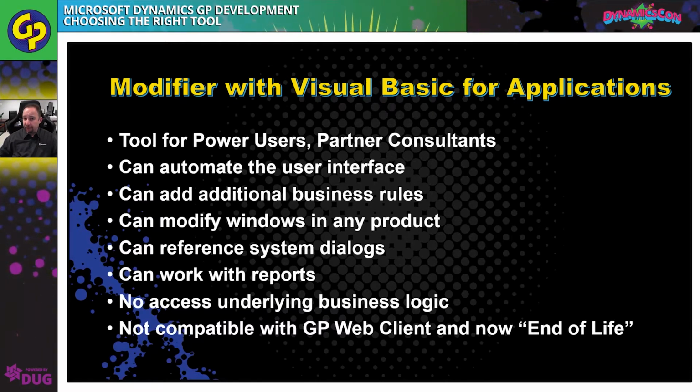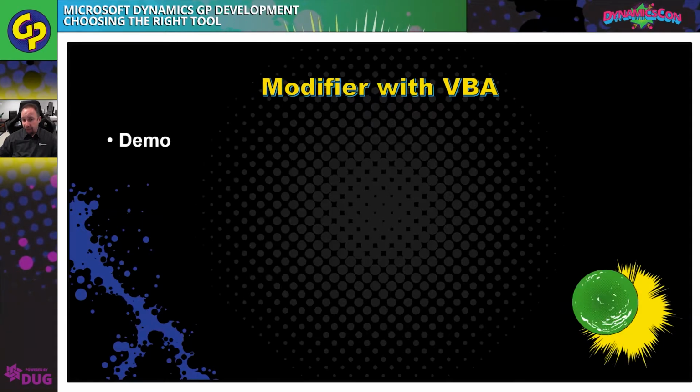The other thing that's very important at this stage is that it's not compatible with the web client. VBA code will not run on the web client, and VBA itself has been classified as end of life. And while we're mentioning it here, you really should be looking to move away from VBA. So we'll start with a quick demo and just give you an idea of what you can do.